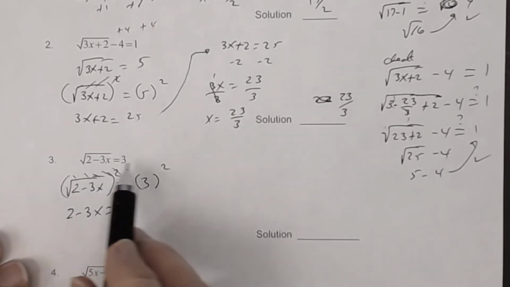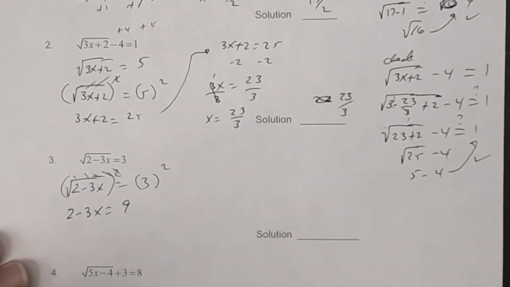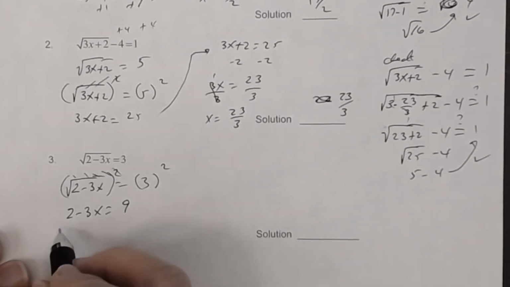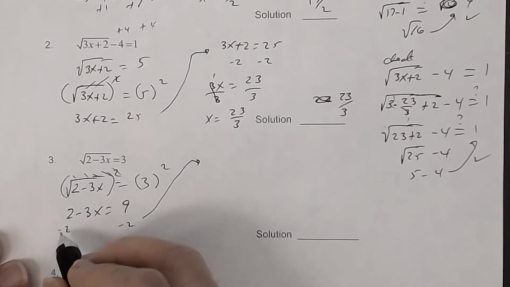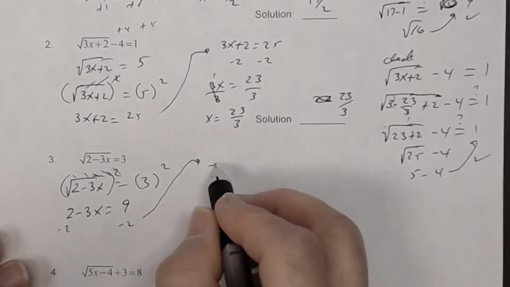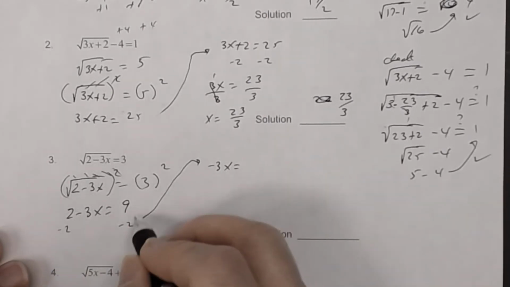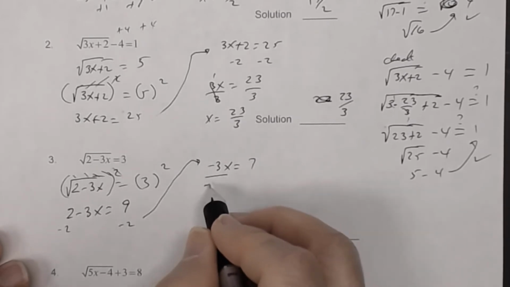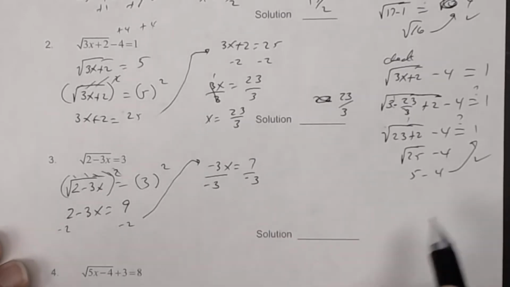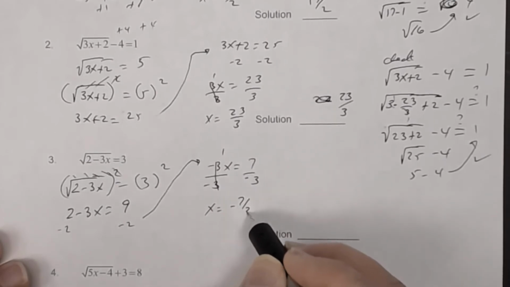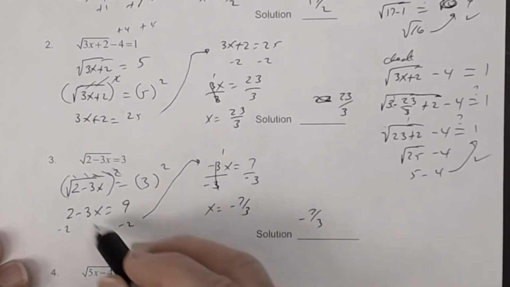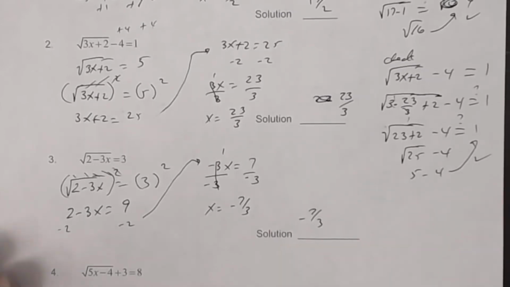And so notice I went from a square root equation to a linear equation. So let's solve this linear equation. I'm going to subtract 2 from both sides. And so when I subtract 2 and combine like terms, that's 0. So I get negative 3x is equal to 7. And divide both sides by negative 3. I get x to be negative 7 thirds. So that's my solution. If I did this correctly, that should be the solution.